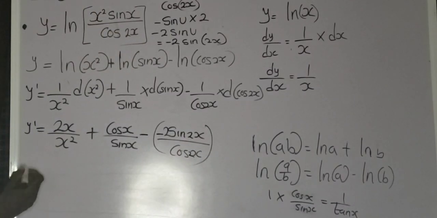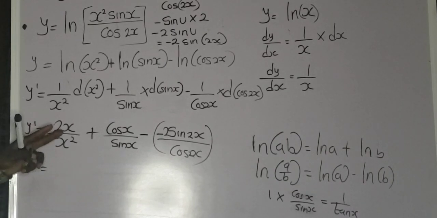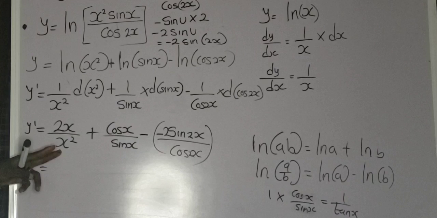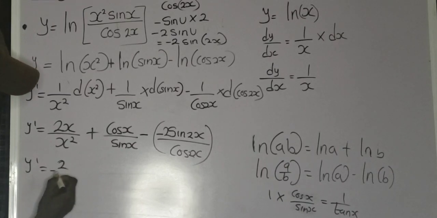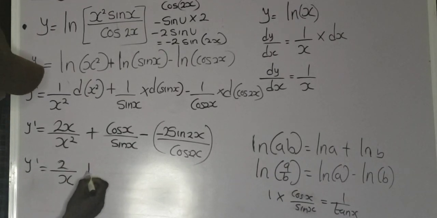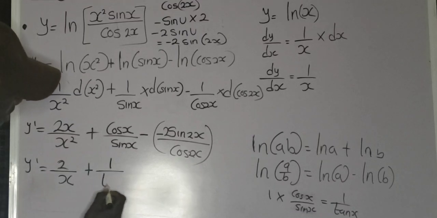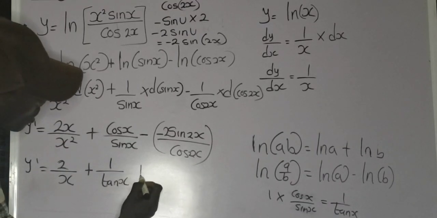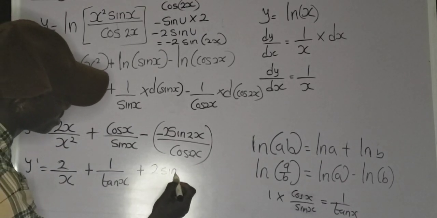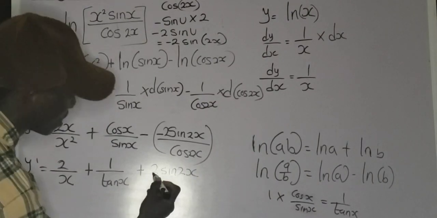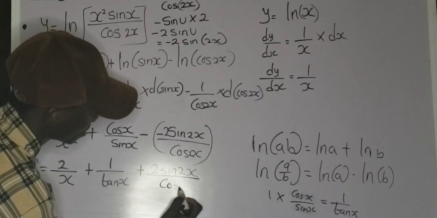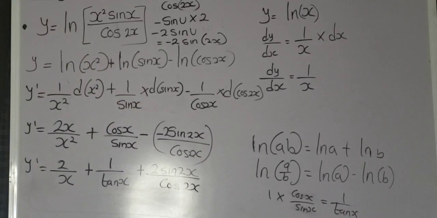So let us proceed. The derivative of y now becomes, now look at this, 2x over x squared, based on what we learned in the previous class. This will be what? 2 over x plus 1 over tan x, plus 2 sine 2x all over cos 2x. Do you understand how I got this?